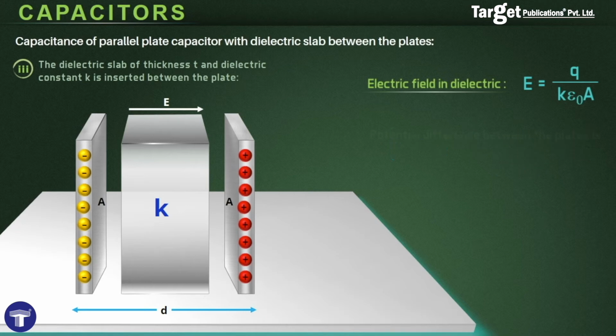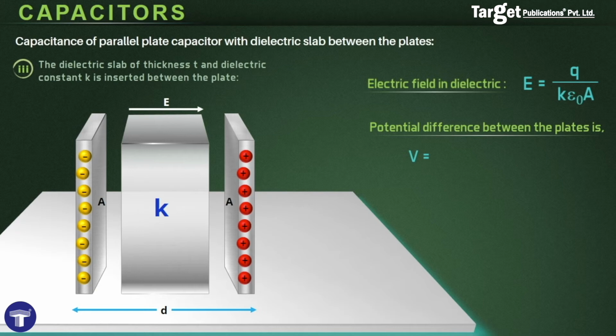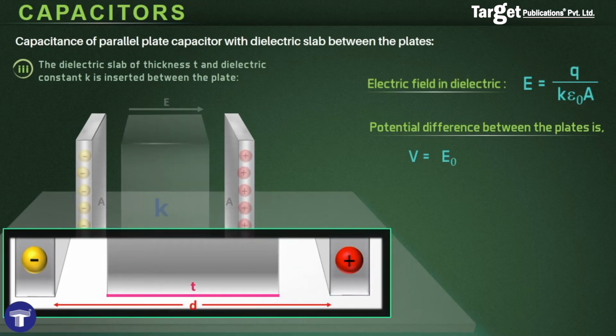So now if I try to write down the potential difference, that is V between the plates, then I will write it down in terms of two regions. That is one region where the dielectric is present and the other region where the dielectric is not present. From this, I can write down the potential difference between the plates as V is equal to E naught. E naught is the field between the plates where the dielectric is not present, and therefore this portion will be D, which is the distance between the plates, minus T, which is the thickness of the dielectric.